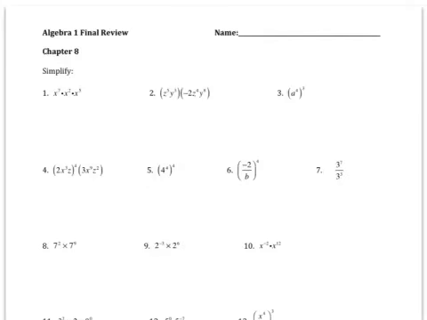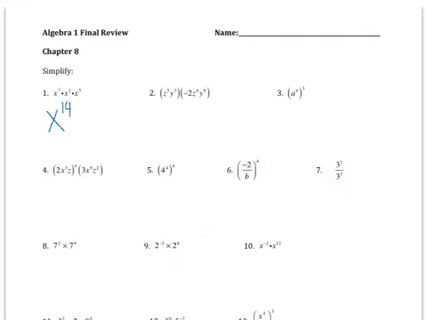Algebra 1 final review. We'll start with Chapter 8. Chapter 8 was all about exponents. If we look at number 1, we have x to the 7th times x squared times x to the 5th. When we're multiplying, we want to remember that we need to keep the base the same, but add the exponents. So 7 plus 2 plus 5 would be 14, so our final answer is x to the 14th.